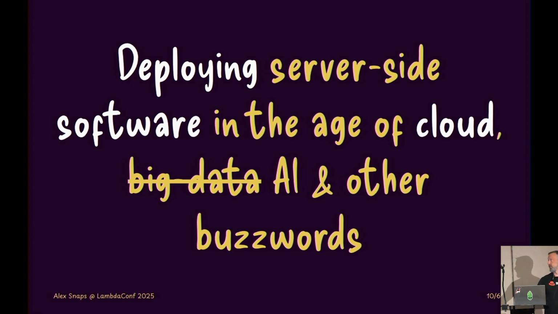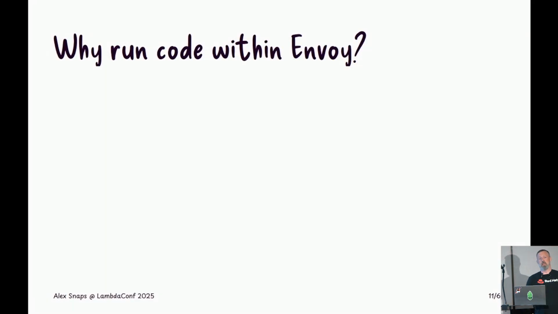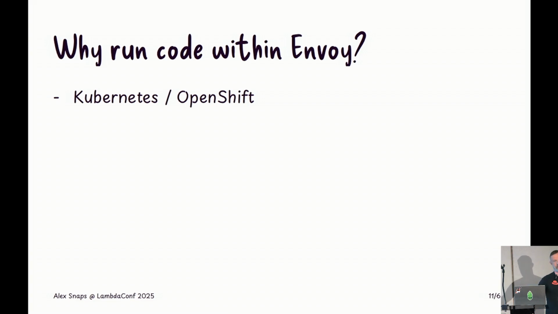All right, so let's change that thing again. Deploying server-side software in the age of cloud, AI nowadays, whatever buzzwords you want to have. I think that helps also get into conferences. So why would you run code in Envoy? First, you get Envoy, and it is extensible. And I put Kubernetes there and OpenShift, which is Red Hat's take on Kubernetes.